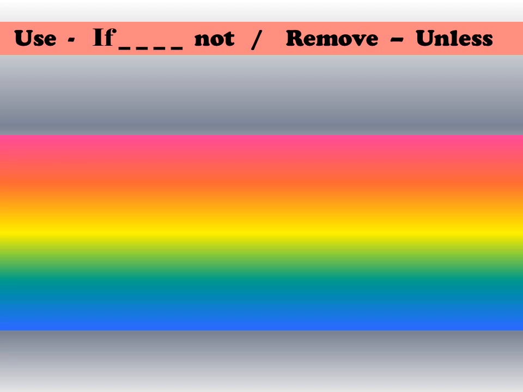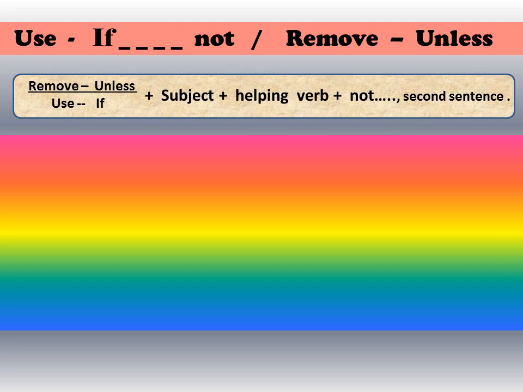Use if not and remove unless. For using this, we have one formula. With the help of the formula, we can write the answer. The formula is: remove unless, and at that place write if. Then take the subject of the first sentence of condition. Then find the helping verb. After the helping verb, we should use not. Complete the first sentence and then write the second sentence as it is. Don't change it. We can see some examples.